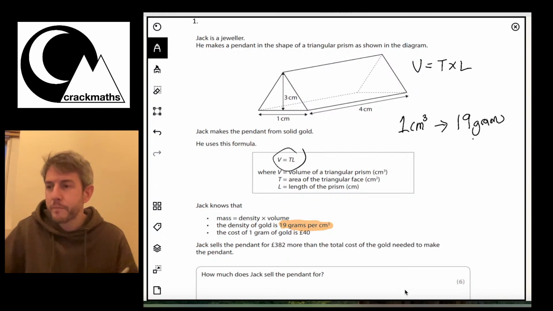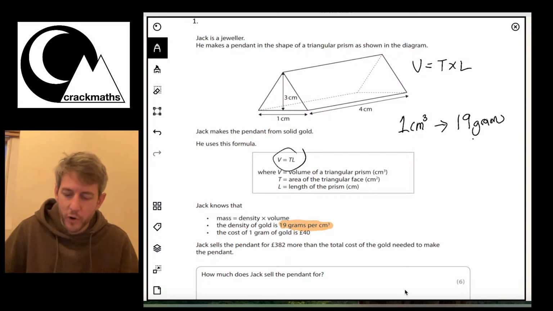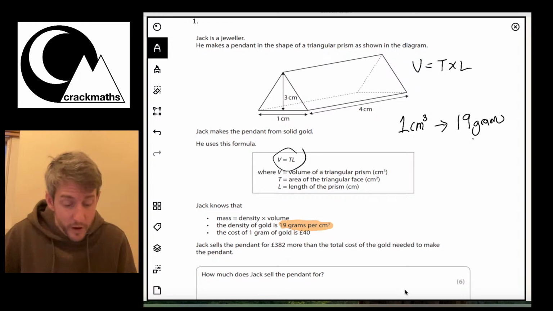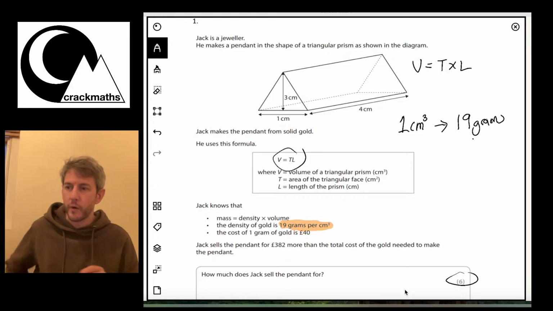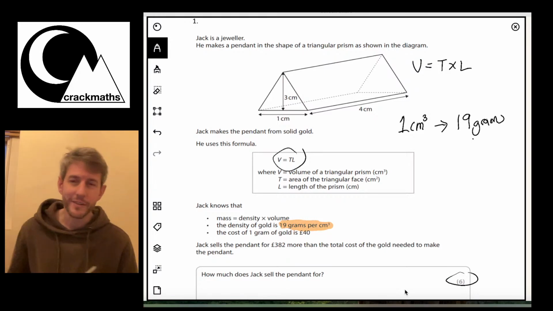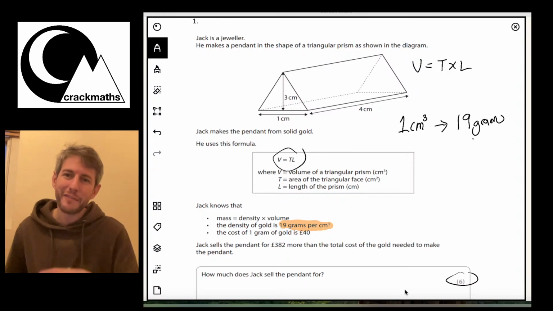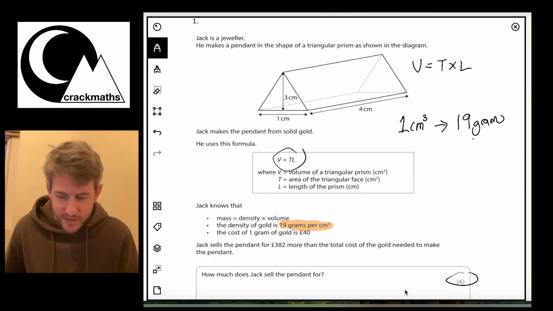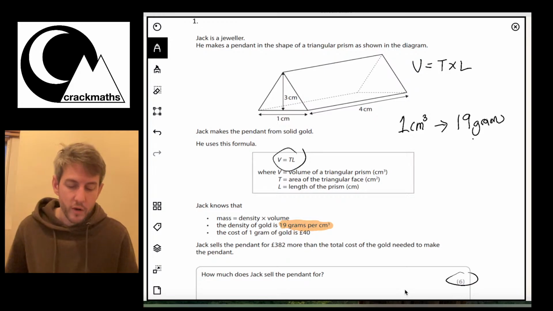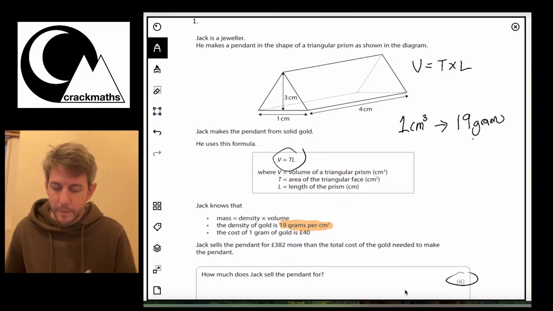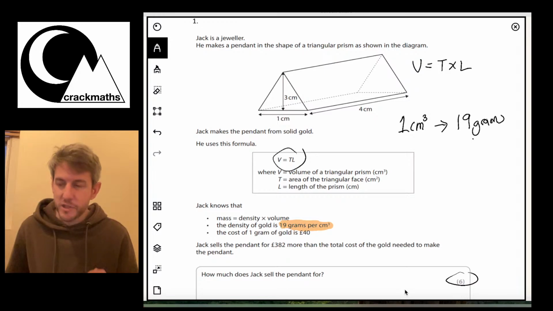Okay, so this is going to be a double question here because we've got, well, obviously we've got more to it. And it is worth 6 marks, so there's quite a lot to go on. But remember, with these questions, they are really just lots of small questions pieced together. We just have to kind of get through it all. So Jack sells the pendant for £382 more than the total cost of the gold needed to make the pendant. How much does Jack sell the pendant for?